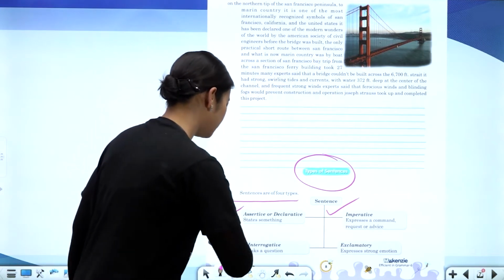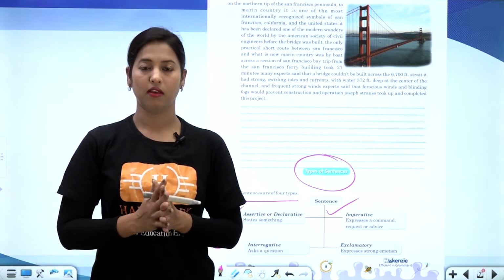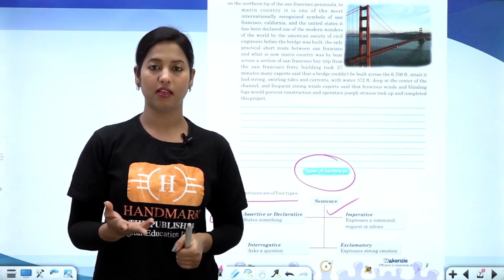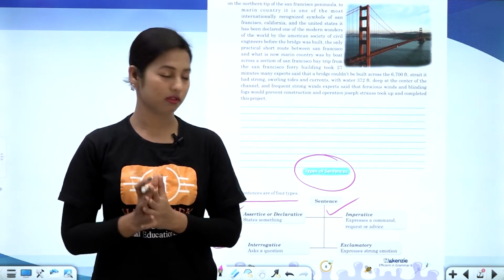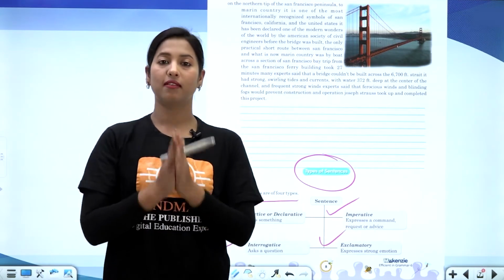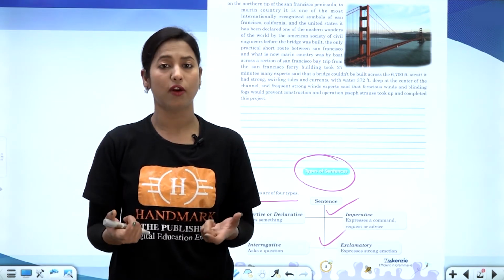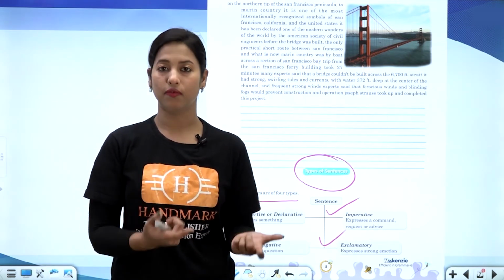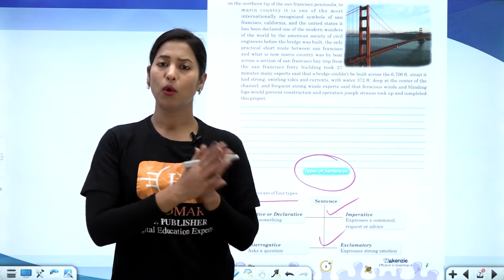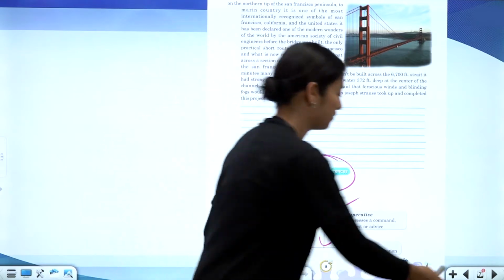Number 3 we have is interrogative sentence. Interrogative sentences are questions basically. These are the sentences that ask anything, so these are questions. Number 4 we have is exclamatory sentences. Exclamatory sentences are sentences that express any sudden kind of emotion or sudden kind of feeling. Let's understand all these 4 types of sentences in detail in the next page.